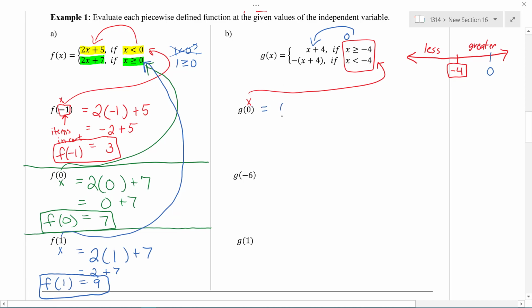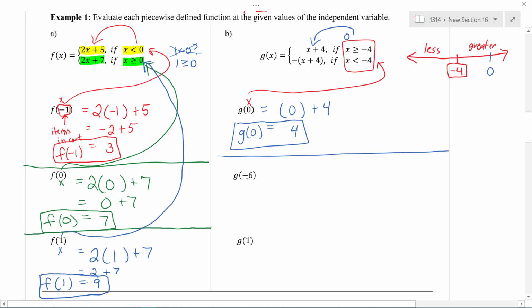Okay, so I'm going to put parentheses plus 4. I'm going to put parentheses everywhere I have an x in that top equation, and we're going to drop a 0 into those parentheses. 0 plus 4 is 4. So when a 0 goes into this function g, defined in pieces, we get out a positive 4 for y.